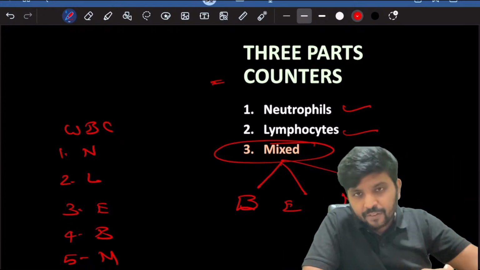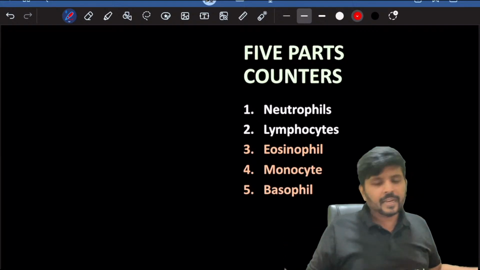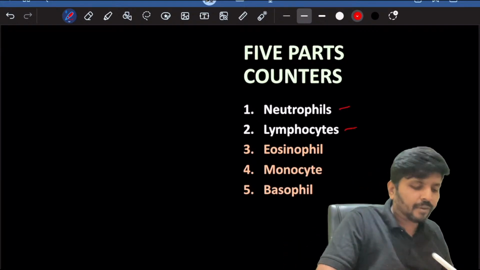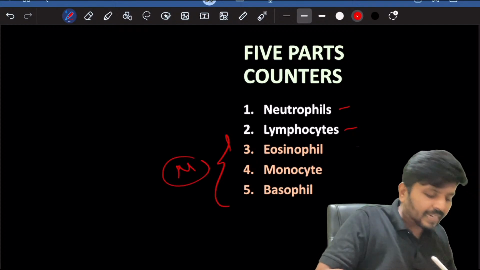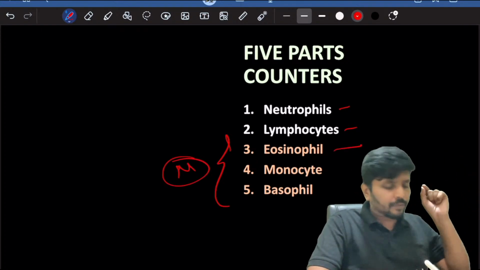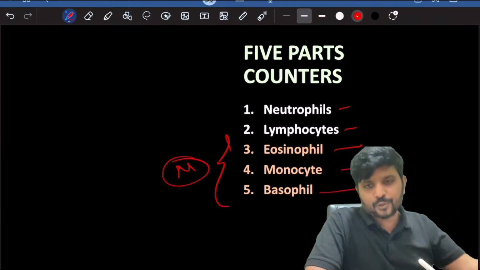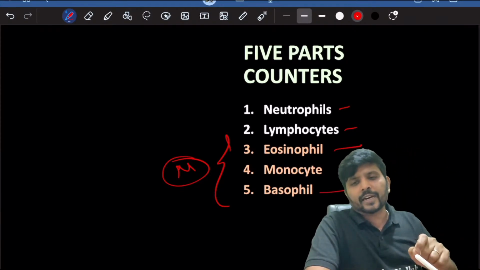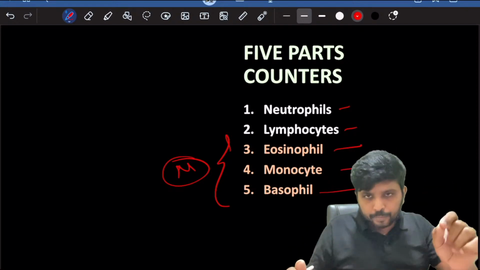So then what is a five-part counter? Very simple. Look at this. A five-part counter, apart from neutrophil and lymphocyte, instead of giving the result as mixed, will give you the eosinophil, the monocyte, and the basophil. So a five-part counter gives you all 5 parameters of your WBC.